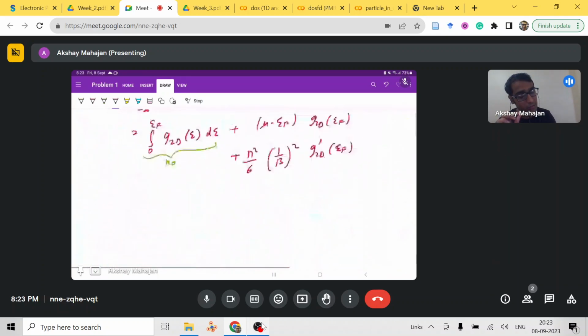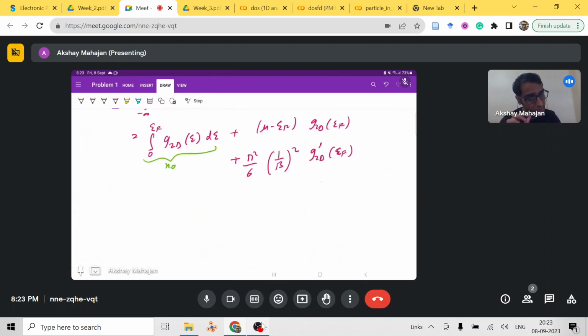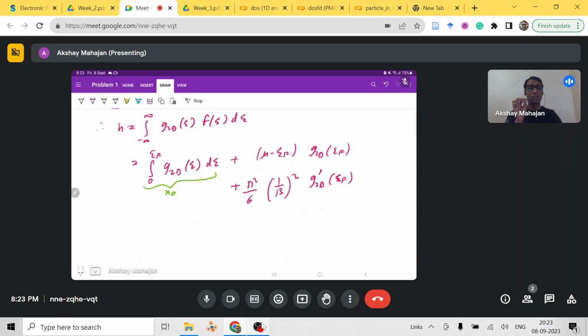So we will just solve this expansion term, and we will see that all other terms will vanish except this n naught term. Alright. Now first, what can we do? Now what we can do?